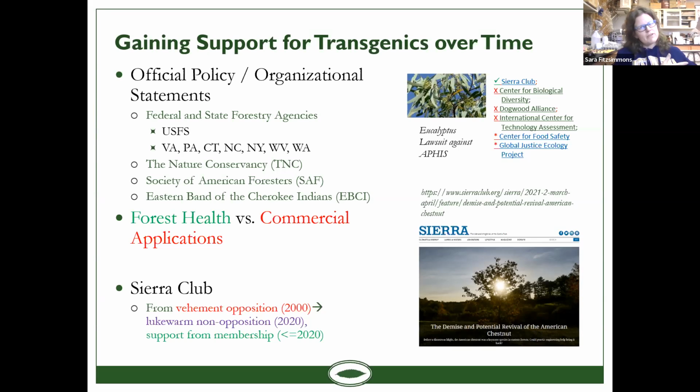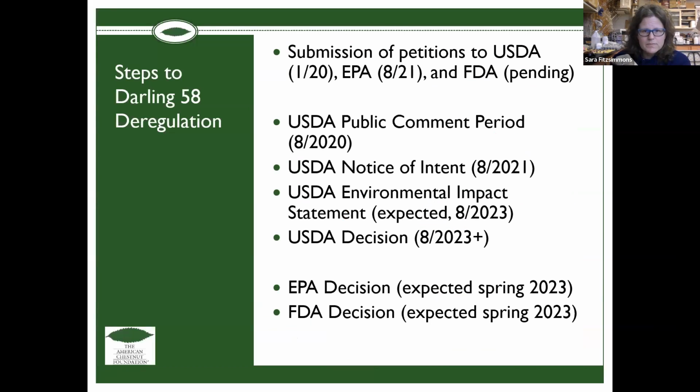So you see this definite shift from a very, very negative general public perception of GMOs to a shift of approval, especially if it's used for forest health issues and for native species. People tend to approve of that much more than those used for commercial applications, especially if it's going toward a native species and for sustainability of our native forests.